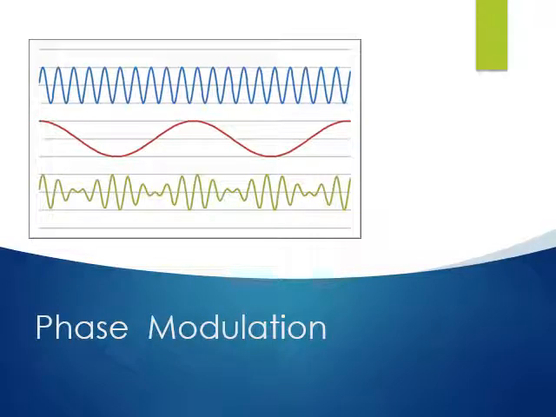This figure is the phase modulated figure. The first waveform is the carrier wave. The second one is our message signal or modulating signal. The last figure is the phase modulated waveform. Here the phase, that is the angle of the carrier signal, changes because of the message signal. It is called phase modulation.